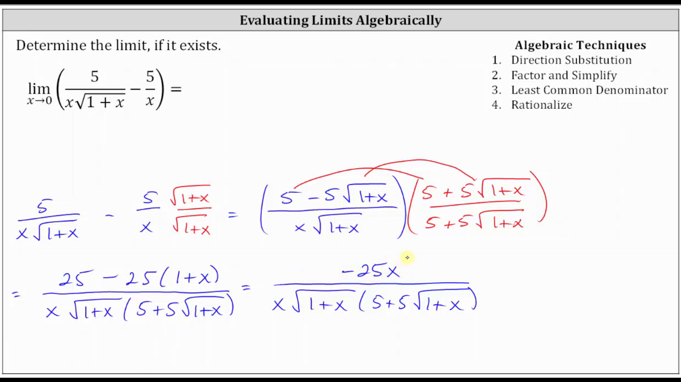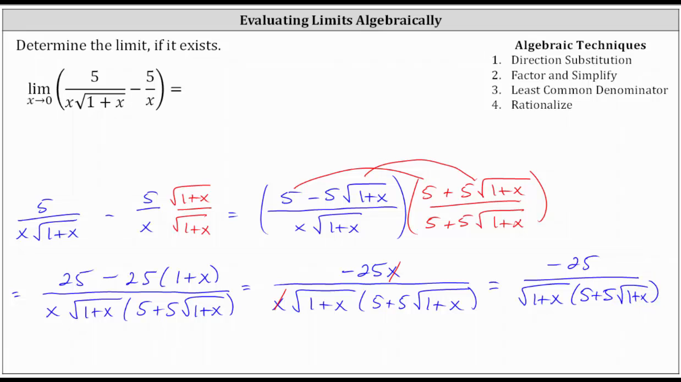Notice now we have a common factor of x between the numerator and denominator that will simplify to 1. X divided by x simplifies to 1. By simplifying this factor of x out, we are eliminating the removable discontinuity at x equals 0. So our simplified expression is negative 25 divided by the product of the square root of the quantity 1 plus x and 5 plus 5 times the square root of the quantity 1 plus x.